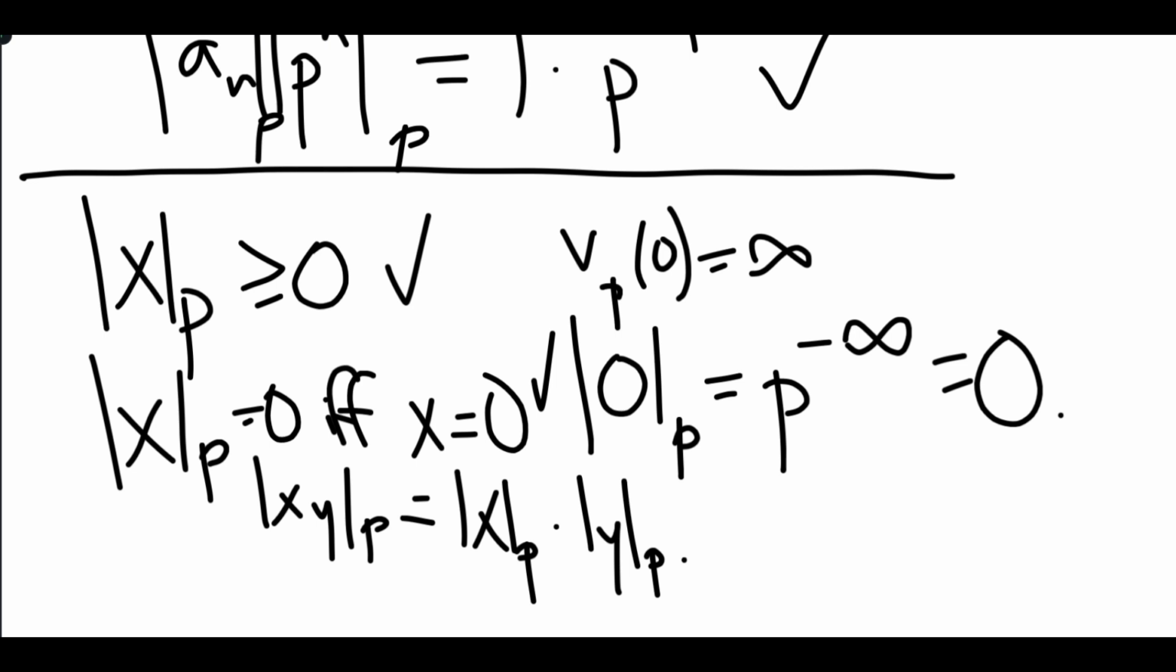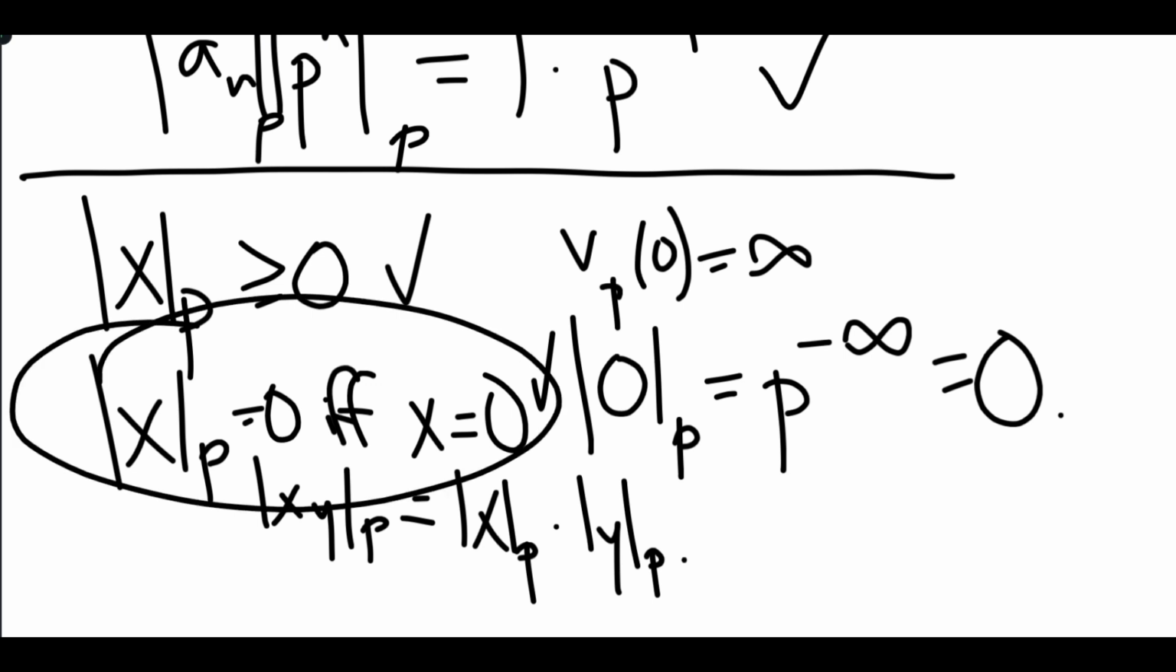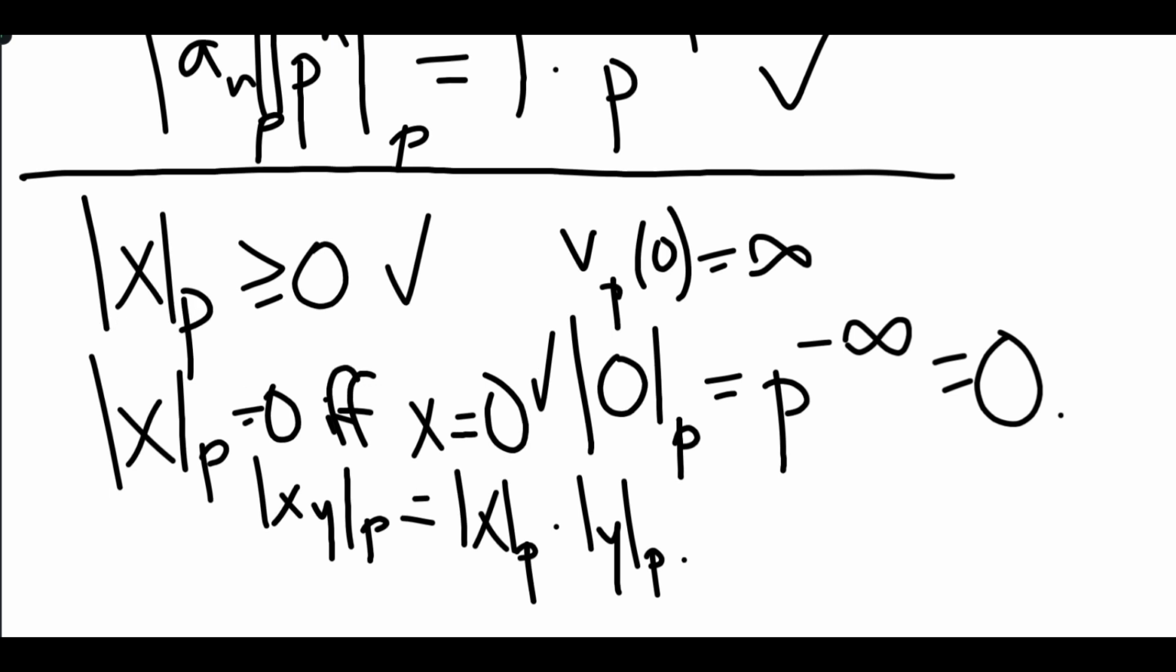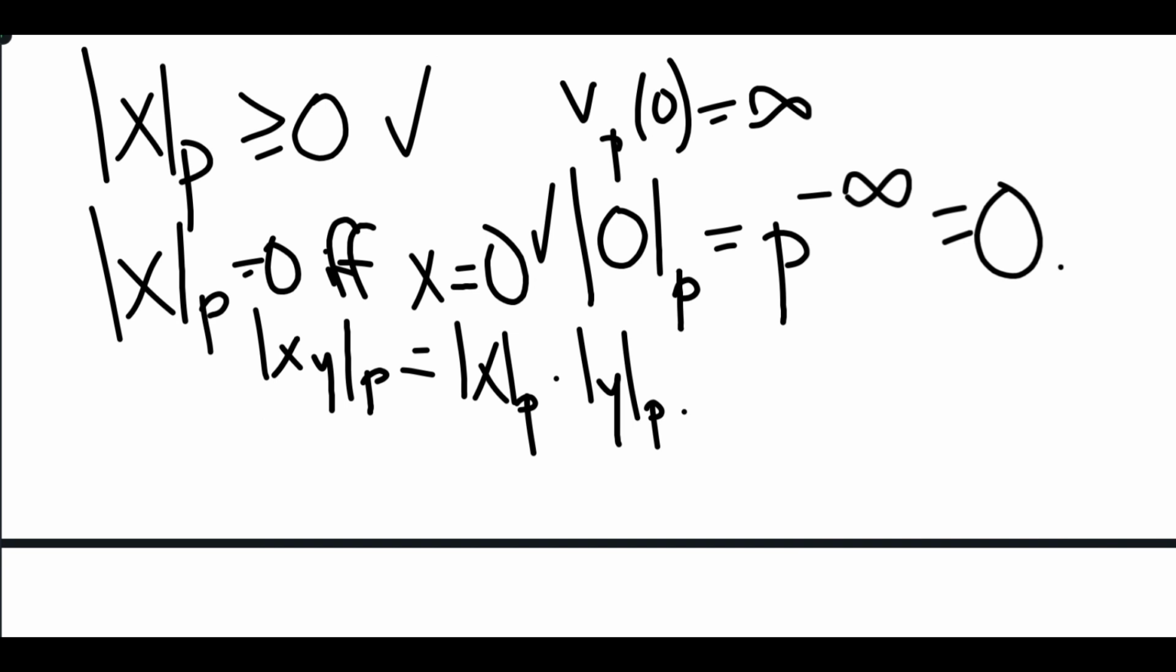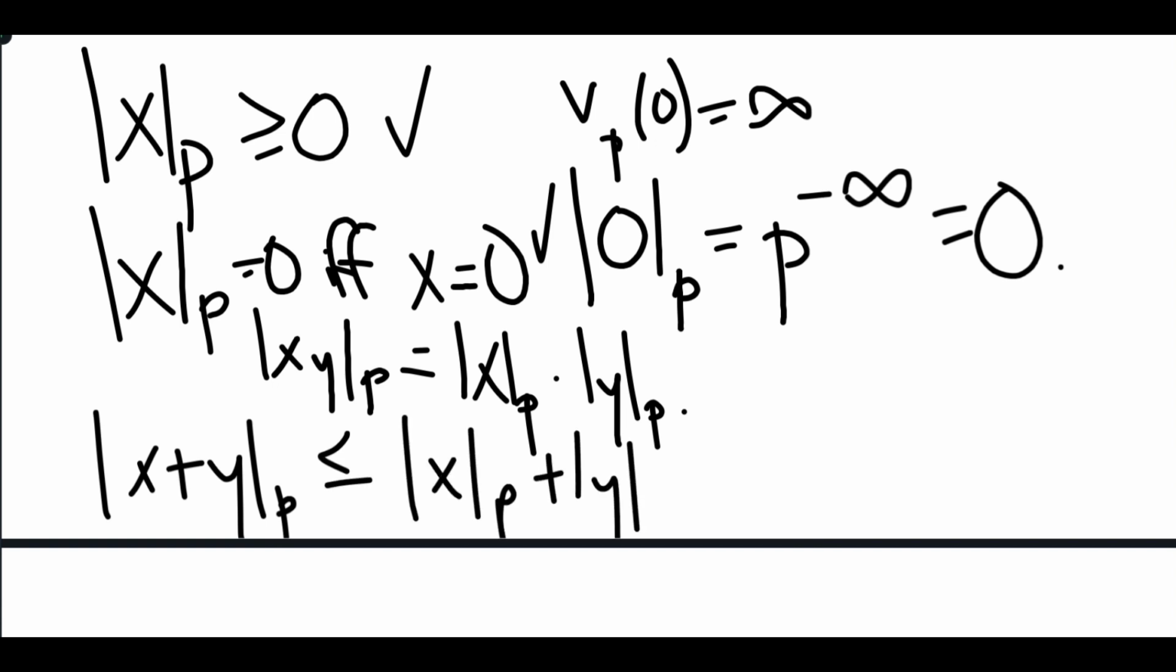This reciprocal business doesn't affect that multiplicativity, but we do need it for this condition, and we need the reciprocal for the triangle inequality. So for the triangle inequality, we want to show that the absolute value of x plus y is at most the absolute value of x plus the absolute value of y. I'll put a check mark here.